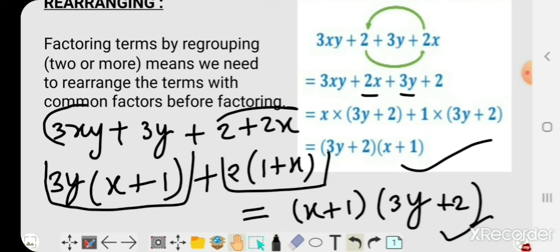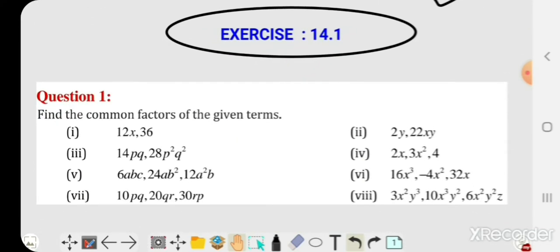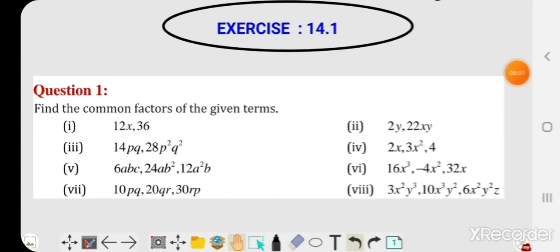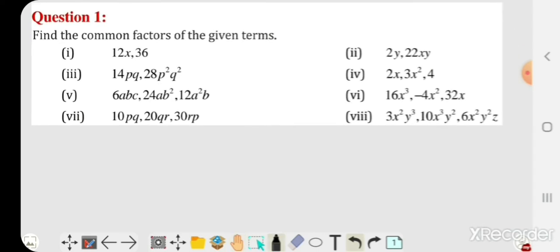I hope it is clear to you now, the concepts related to the chapter. Now let's start exercise 14.1. First question is, find the common factors of given terms. So many terms are given there, 8 terms are there. So I am just going to solve 2-3 parts of this question. Remaining you will do yourself. Let's see how much you have learnt.